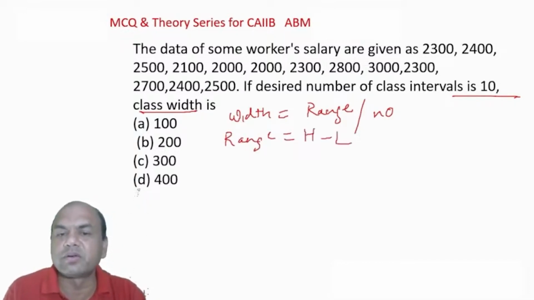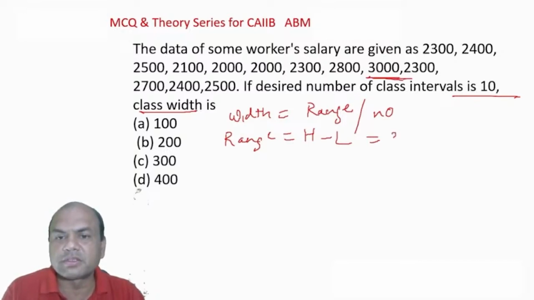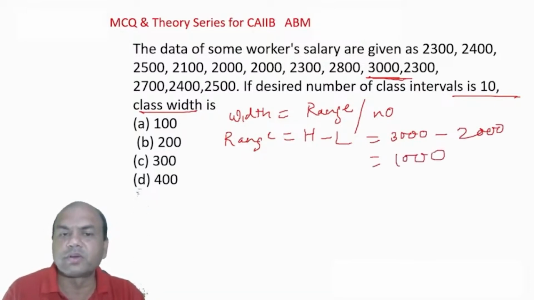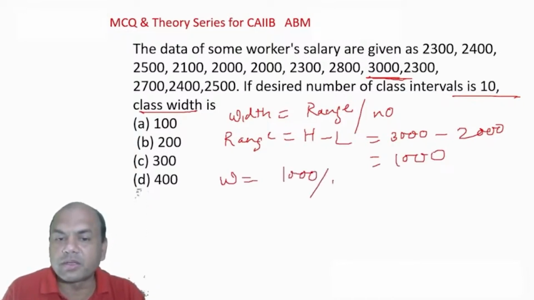What is the highest number here? Tell me. It is 3000. So 3000 minus the lowest, which is 2000, gives 1000. So what is my width then? Width equals 1000 upon number. The number is 10. So my class width will be 100. So this is my answer.